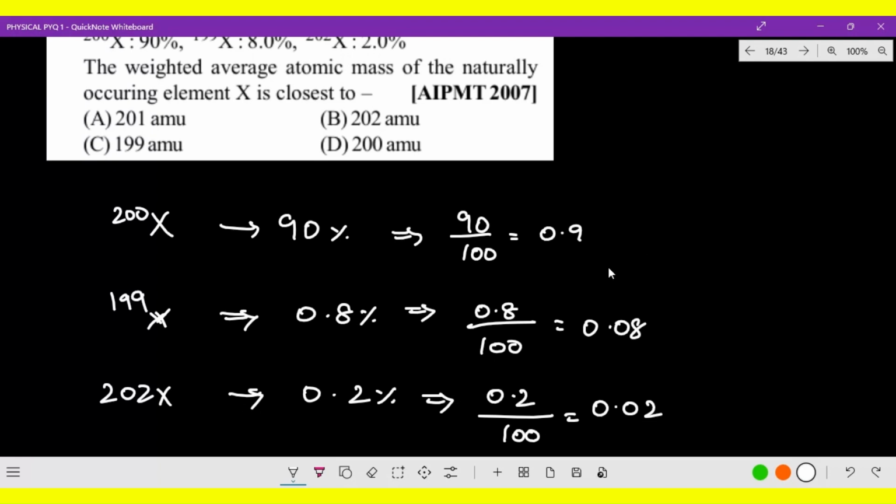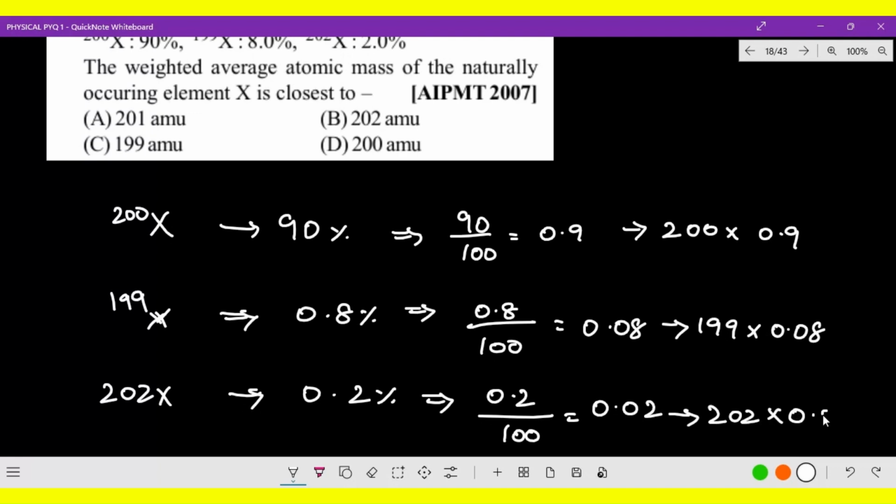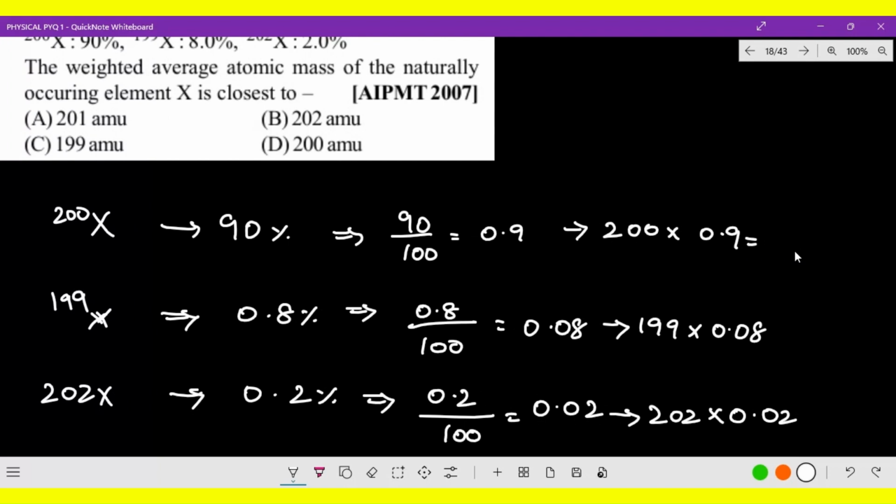Okay, so fractional abundance. The first point here is 200 into 0.9. The second one is 199 into 0.08. The third one, 202 into 0.02. So how much are you getting here? When you calculate it, two nines are 18, so 180 you will be getting. Now 8 into 199, you will get 15.92.